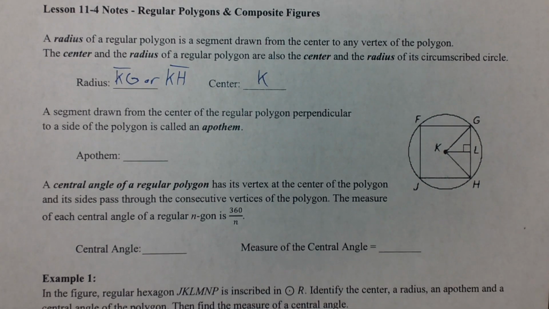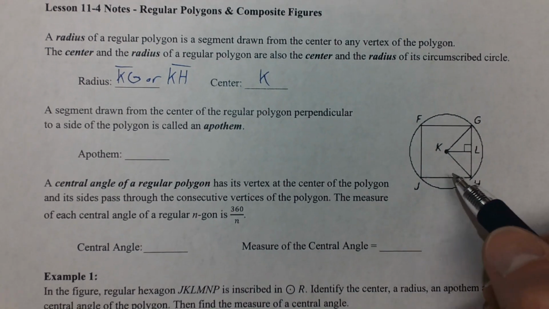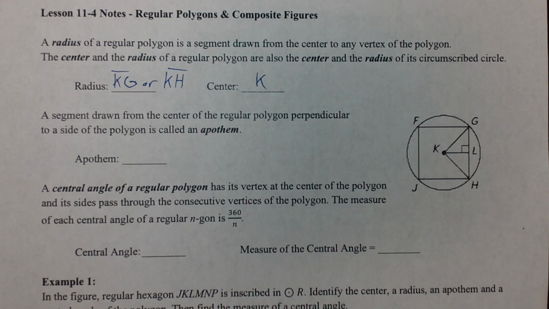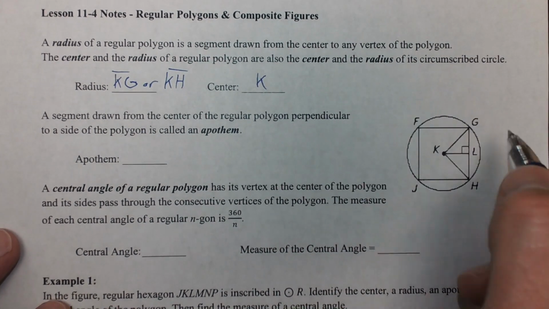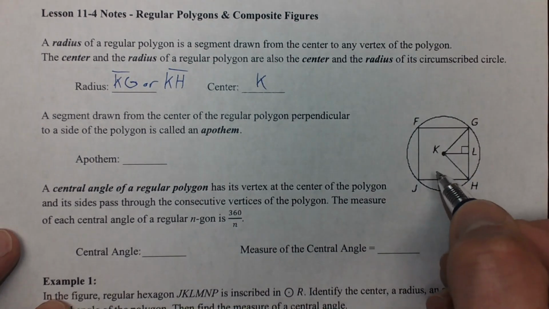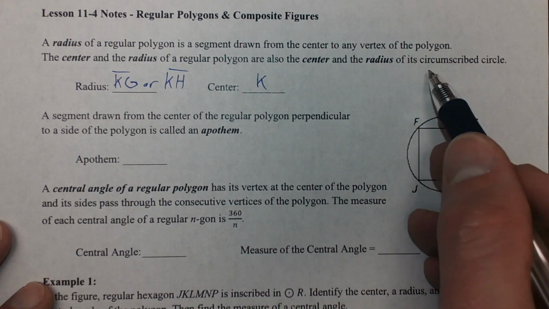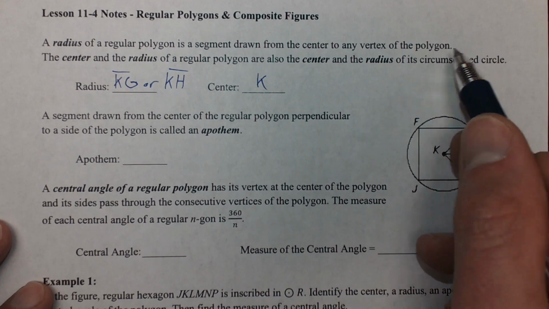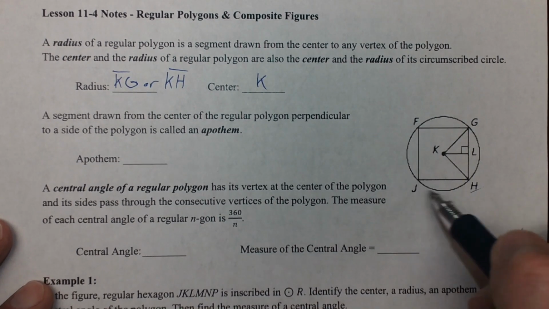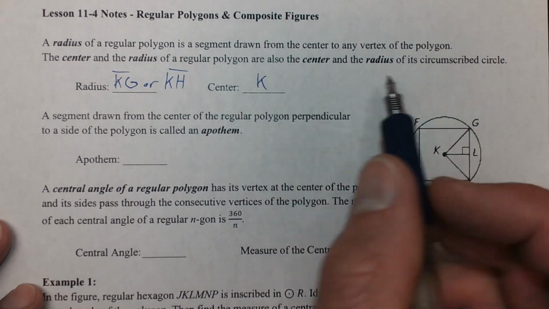A square, of course, is a regular polygon, and it's a regular quadrilateral because it has four sides. So we can call this square inscribed inside the circle, or you could say it the other way around: the circle circumscribes the square. It goes around the circumference of the square, is kind of what that means.